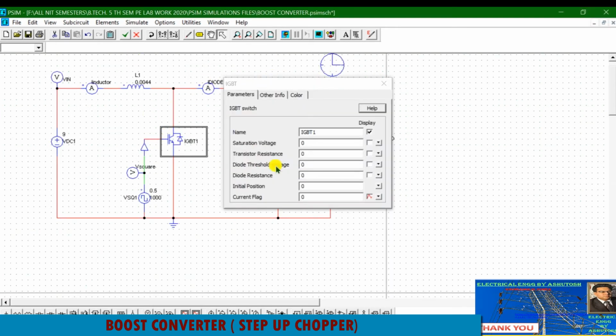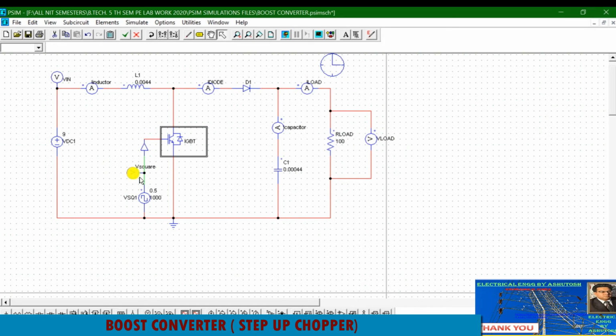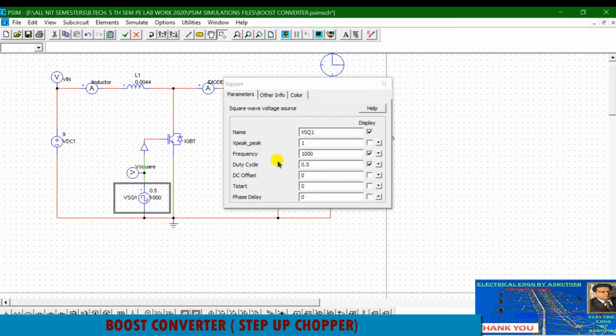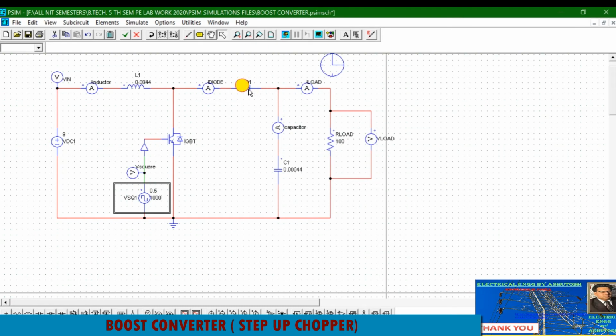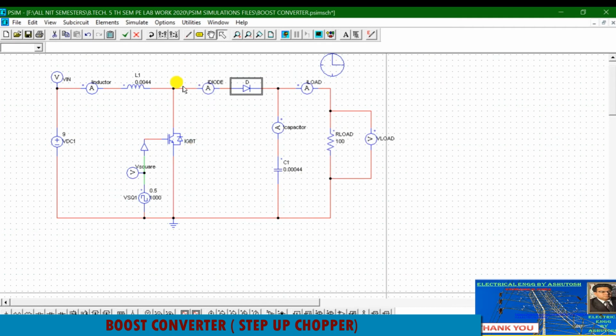In this diagram I have selected an IGBT. You can rename it. An on-off controller is connected through its gate terminal. Then a square wave generator, frequency is set to 1000 Hz, duty cycle is 0.5. You can see from here, this is the diode. You can change the name of the diode D. And then a current probe is connected for measurement of current through the diode.